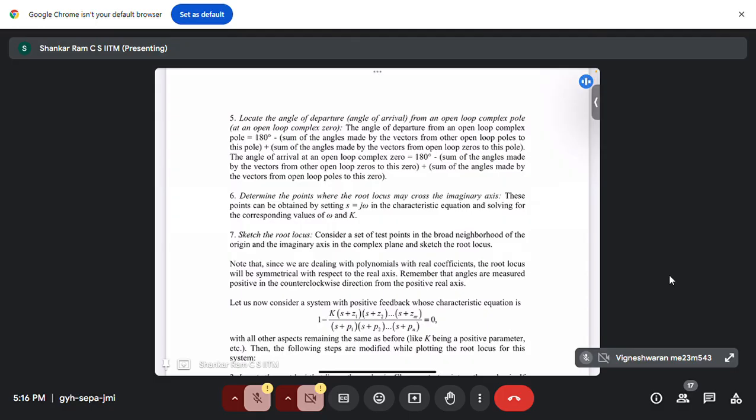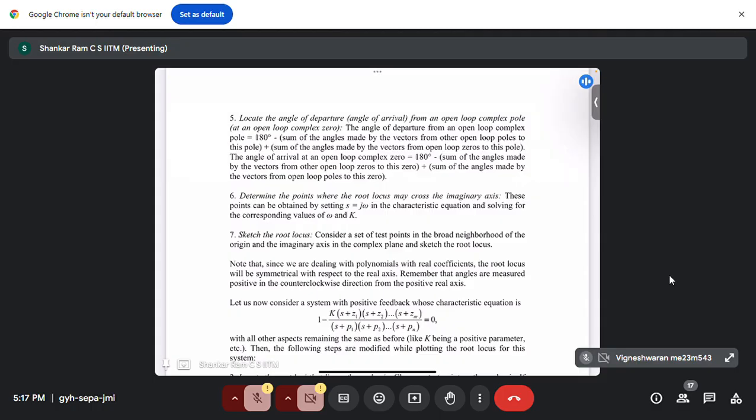Now, what is the fifth step? Once again, we do not read what is within the parenthesis at the top, in the italics font. We locate the angle of departure from an open loop complex pole. So how do we calculate it? The angle of departure from an open loop complex pole is 180 degrees minus the sum of the angles made by the vectors from other open loop poles to this pole, plus the sum of the angles made by the vectors from open loop zeros to this pole.